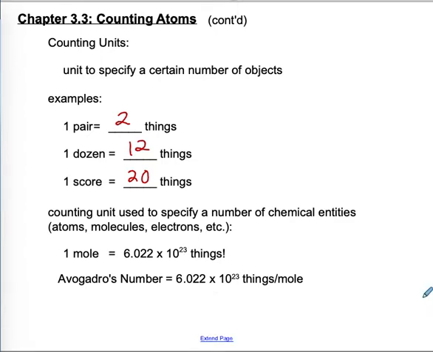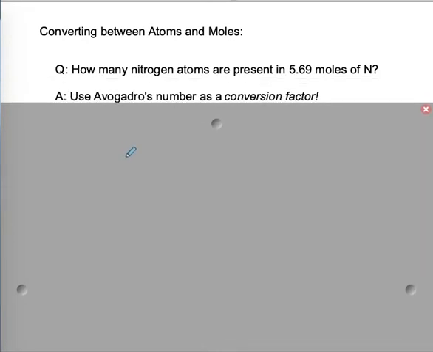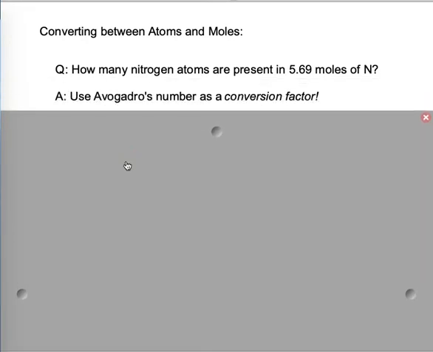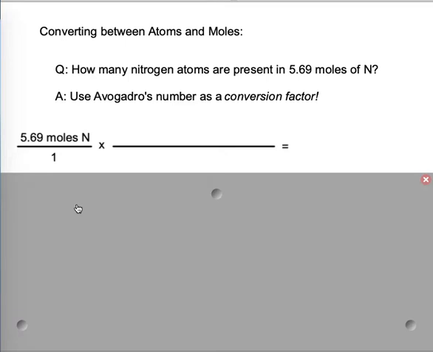So let's see how we use Avogadro's number to convert from moles to atoms. Suppose I give you a sample of nitrogen and I tell you that there are 5.69 moles of nitrogen in it. And I want to know how many atoms that is. We will use Avogadro's number as a conversion factor. And here's how you set up the calculation. I'll take my number of moles of nitrogen, 5.69 moles of nitrogen. You can put it over 1 if you want.